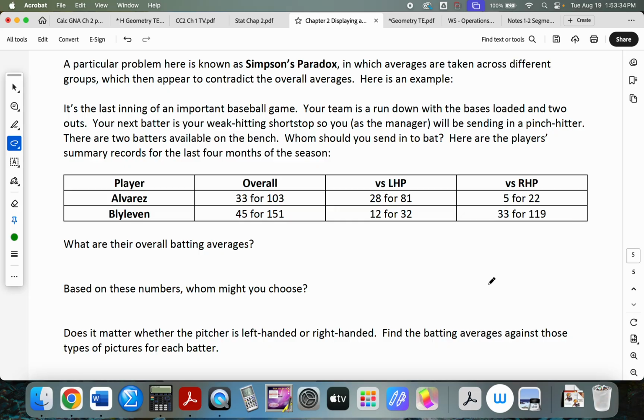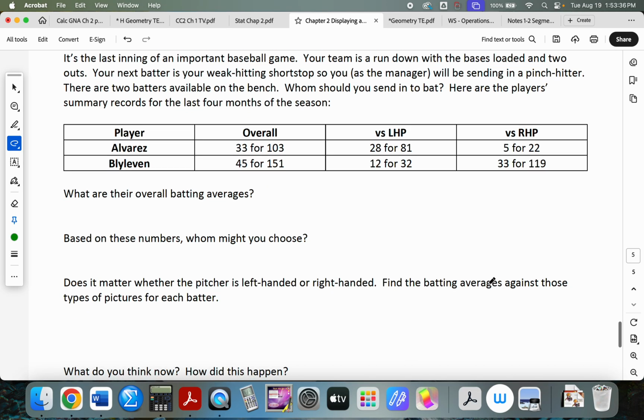So let's take a look. It's the last inning of an important baseball game. You may argue, important baseball game? In the grand scheme of things, okay, but for the sake of this, we'll say it's important. Maybe not to you, but to someone. Your team is a run down with the bases loaded and 2 outs. Your next batter is your weak hitting shortstop, so you, as the manager, will be sending in a pinch hitter.